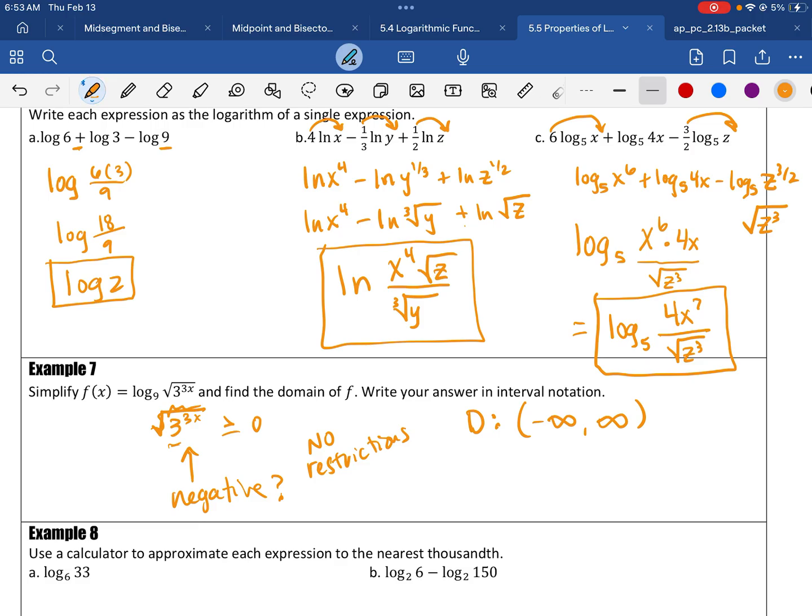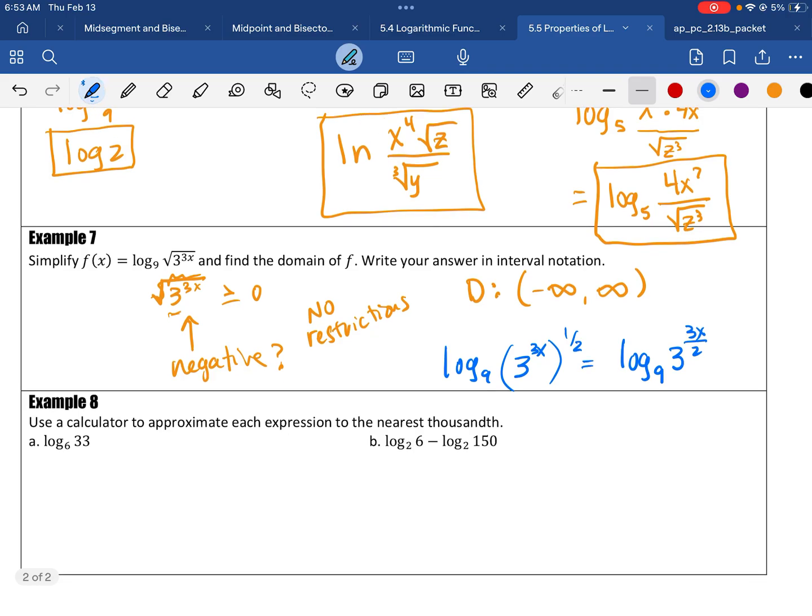And it says to simplify that, but there's not really a lot you can do to simplify that. I guess we can write it as 3 to the 3x to the 1/2 power, log base 9. So it would become log base 9 of 3 to the 3x over 2. But that didn't really simplify it. So anyways, that's good enough right there.